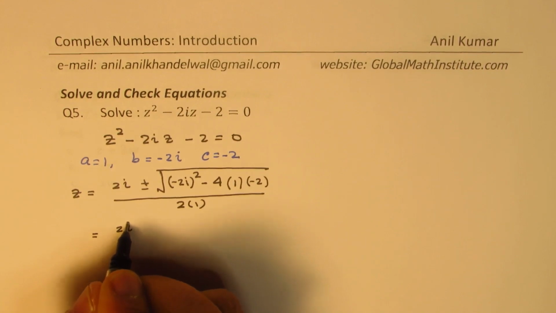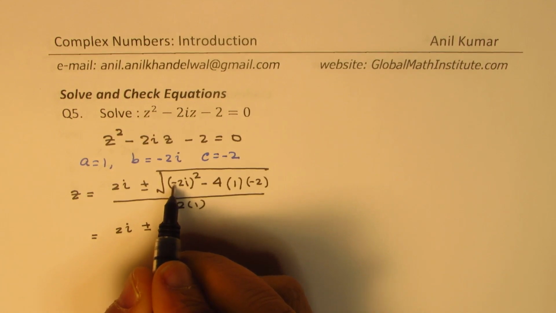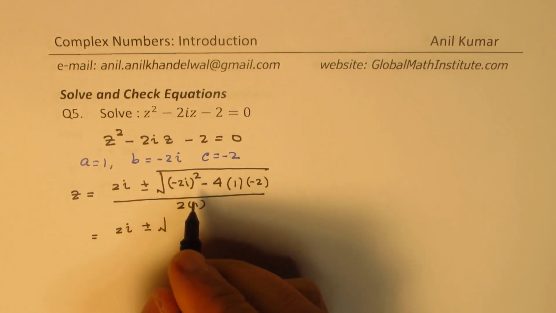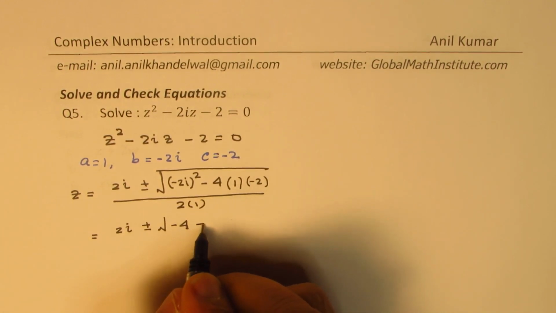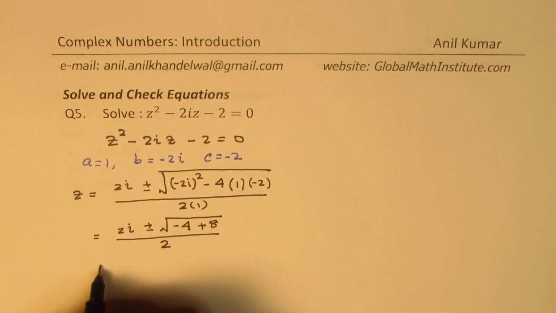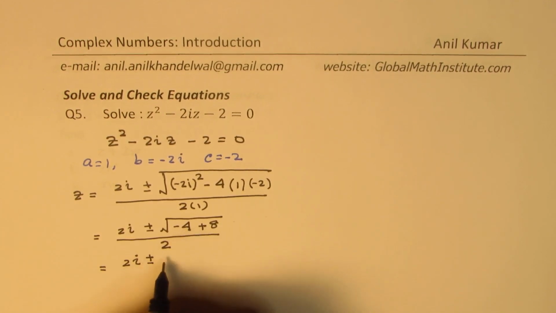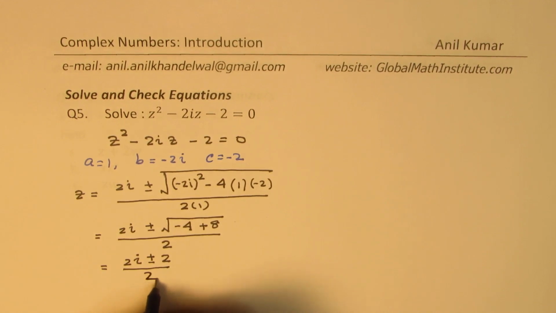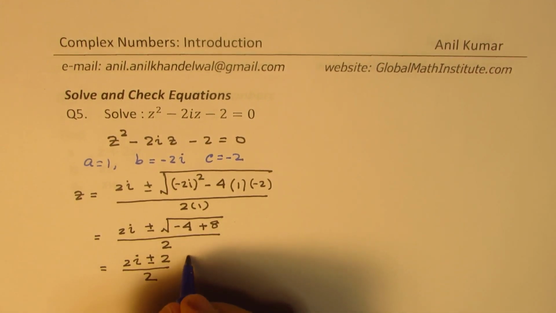So which gives you 2i plus minus square root of, so that is minus square is positive, 2 square is 4, but i square is minus 1, so we get minus 4 here. And here we get minus and minus is positive, so we get positive 8. Divided by 2. Now that gives you 2i plus minus, now that is square root of 4, which is plus minus 2 over 2, correct? So what do you notice here? Well, in this case, we have two solutions. Clear? In this case, we have two solutions.